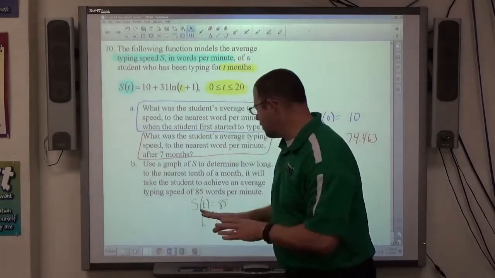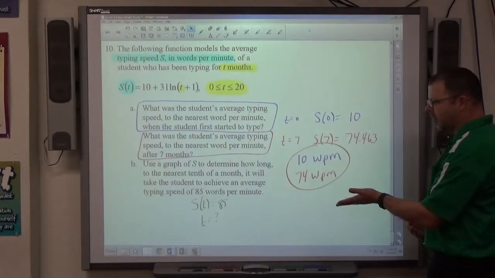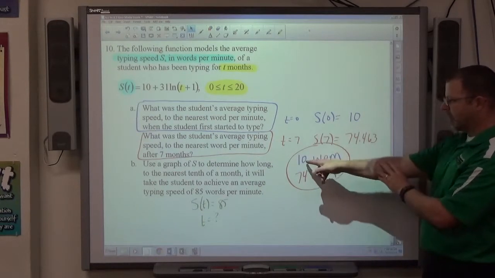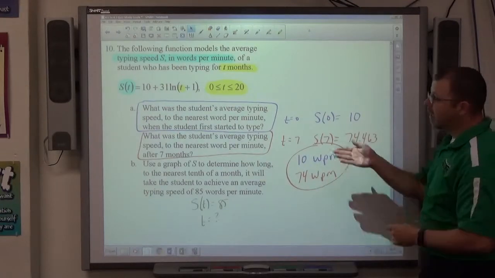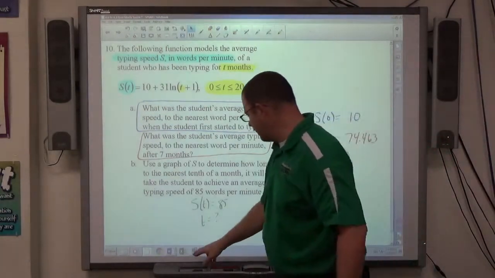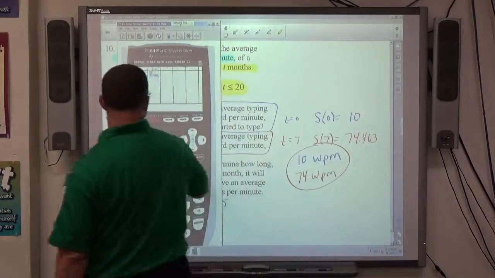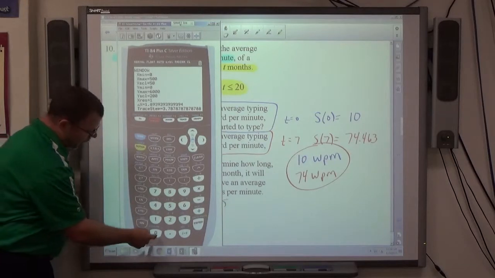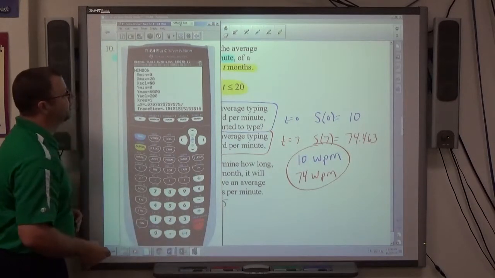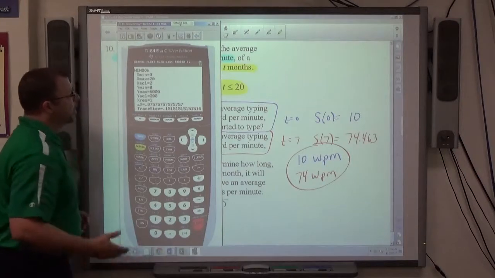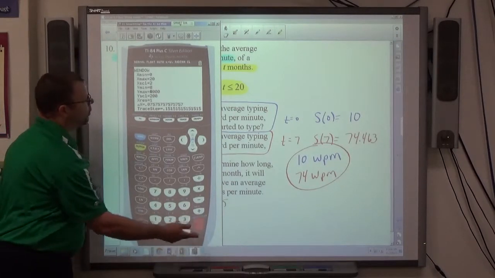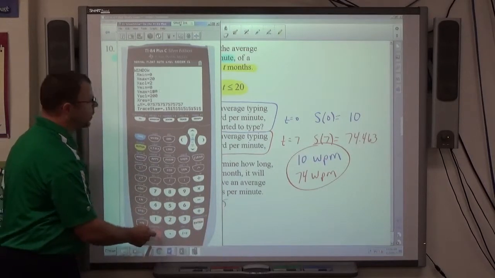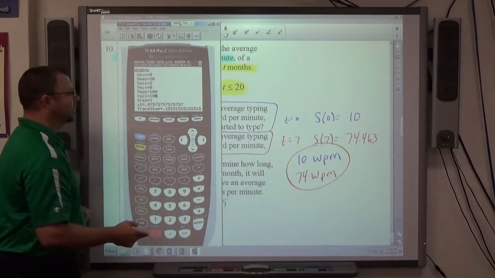For part B, we want the average typing speed to be 85 words per minute. We can see that the student's typing speed increases with this logarithmic function. Started off at 10, got up to 74 in 7 months. He's only going to be typing for 20 months, so going to my window, we're letting x represent t in our function, so we're only going from 0 to 20 because that's all this function is defined for. I'm going to go a scale of 2. As far as y is concerned, let's start him off at 0 words per minute. We want him to type 85 words per minute, so I want to be able to see 85, so let's go up to 100. It doesn't matter if we get to see the top of the graph.